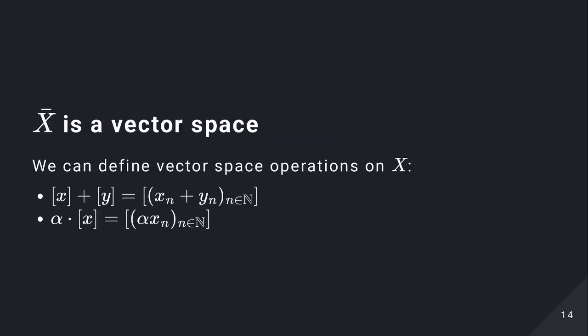And it's pretty easy actually to define vector space operations on X bar. So we define the addition of these two equivalence classes simply as the equivalence class of x_n plus y_n, where x and y here are some representative elements from our equivalence classes, and the trick is to prove that it doesn't matter which one we take. And similarly, we can scale by some scalar alpha: it's the equivalence class of our representative element scaled by alpha.